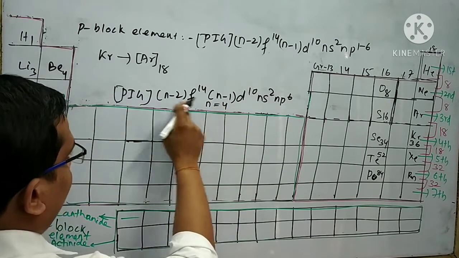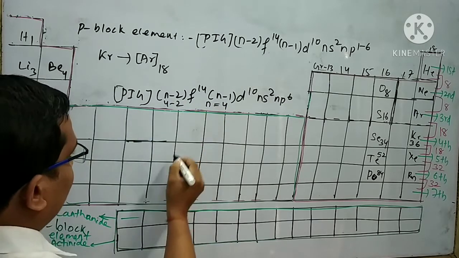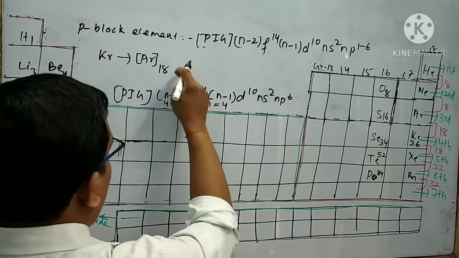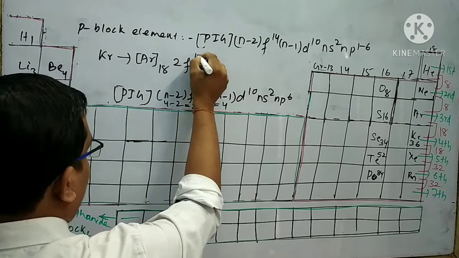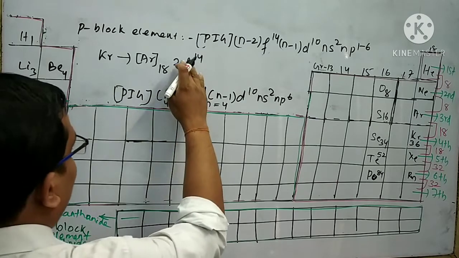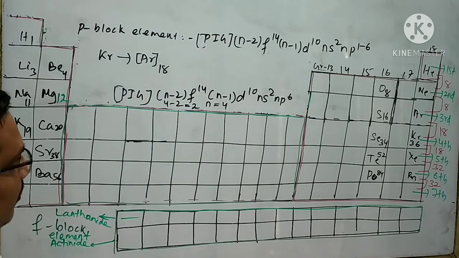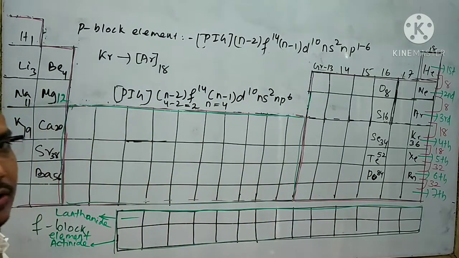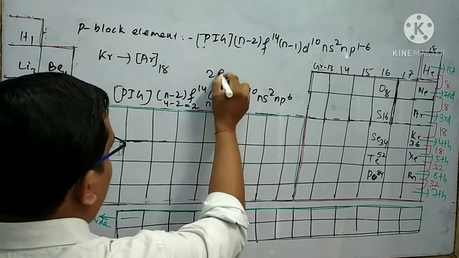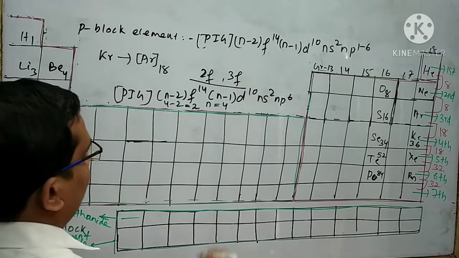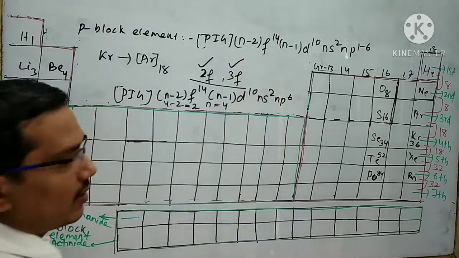Now put the value of n here. That means 4 minus 2, that is equal to 2. Here we can write 2f14. Remember, there is no 2f orbital, so here I cannot write 2f14. We know that the f orbital starts from the n equal to 4 shell. That means we think about 4f like this, 5f like this, but we cannot think about 2f, 3f like this, because such types of orbitals are not present in the corresponding shells.